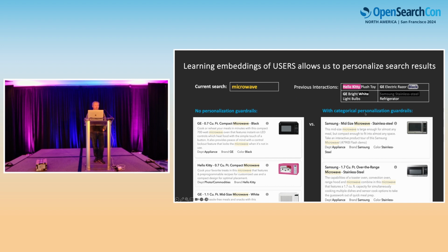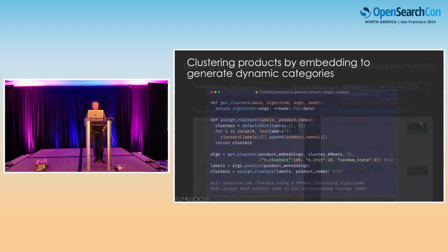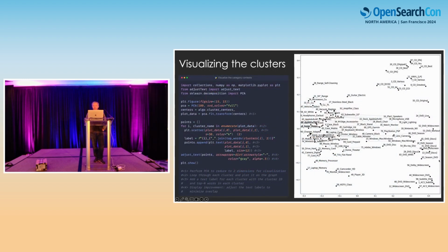What happens here is we identify that microwave is from the category of appliances, and then within that category, we look at what types of things people have shown an interest in. I'll show you an example of how to do that, but it basically boils down to clustering. If you take all your products and cluster them into different categories, there's some code to do that, I would end up with something like this.